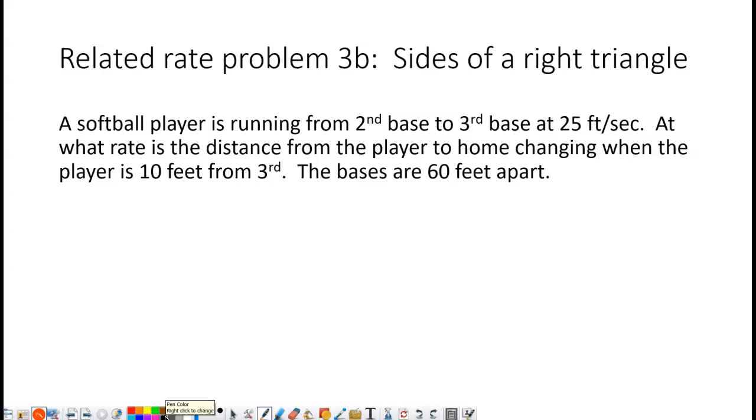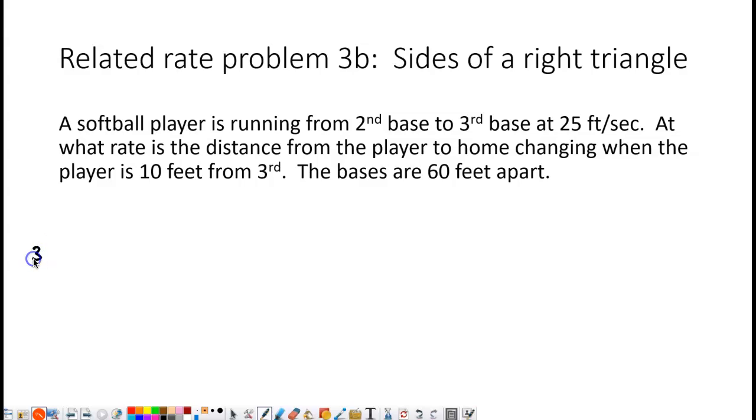So a softball player is running from second base to third base at 25 feet per second. That's really fast. Is that even possible? I don't know. But once again, I'm just picking numbers that are convenient. At what rate is the distance from the player to the home plate changing when the player is 10 feet away from third base?